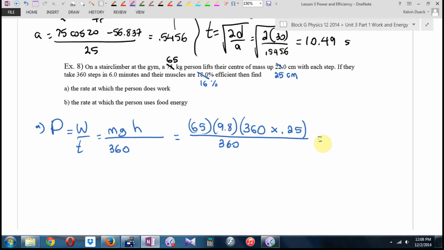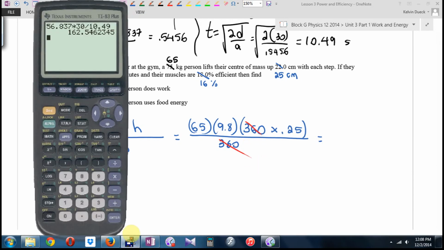What do you get? 65 times 9.8 times 3. I guess technically the 360s would cancel. I could maybe even do this in my head, but I'll wimp out. 65 times 9.8 times 0.25. 159 watts.